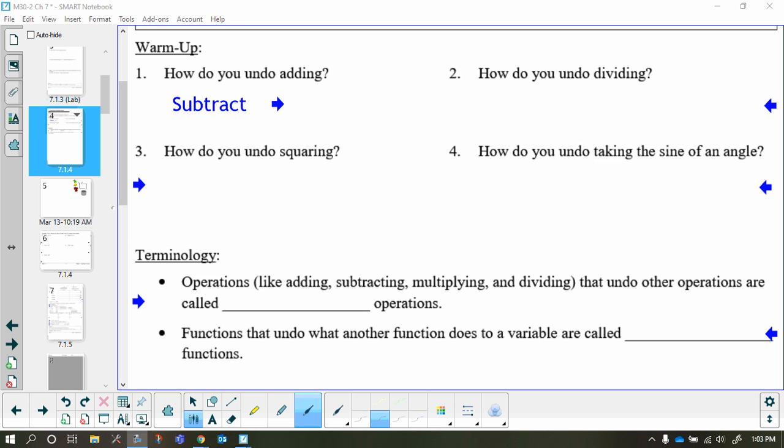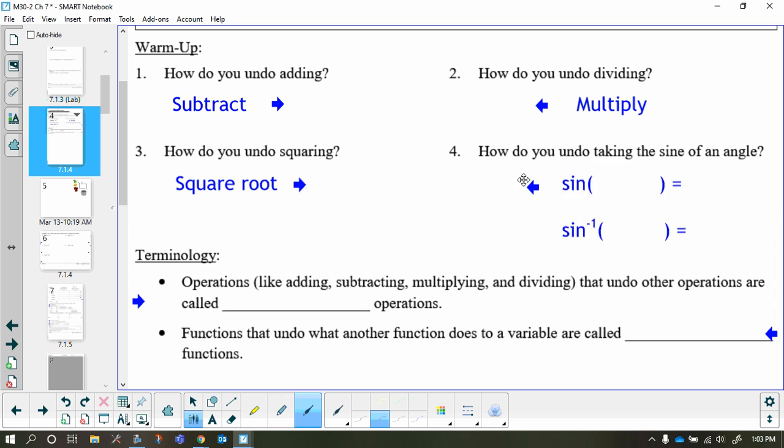Well, hopefully that was quick for you. How do we undo adding? Well, we subtract. How do we undo dividing? We multiply. How do we undo squaring? We square root. And how do we undo taking the sine of an angle? Well, we would do what's called the inverse sine, which is the sine to the -1 on your calculator.